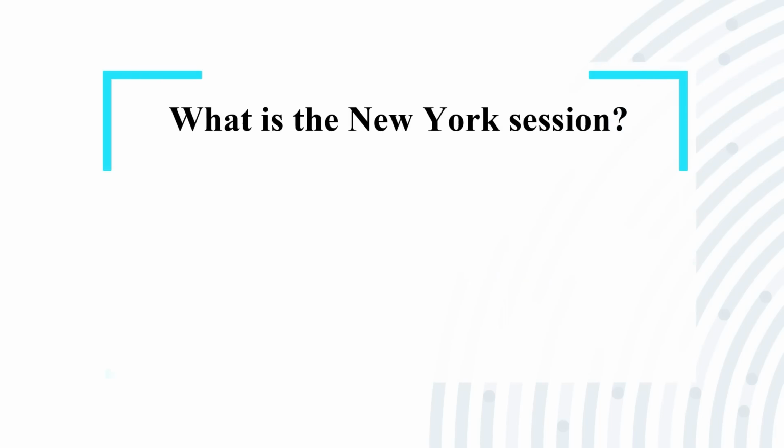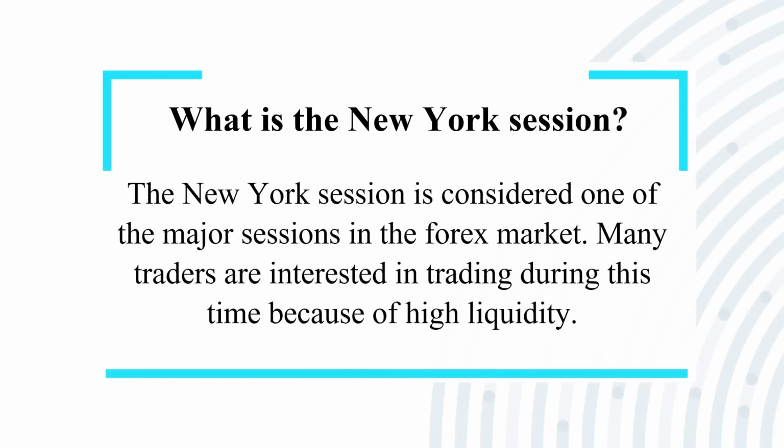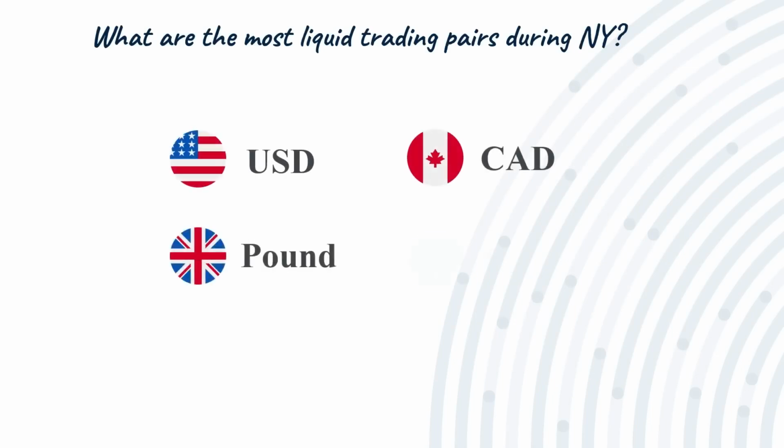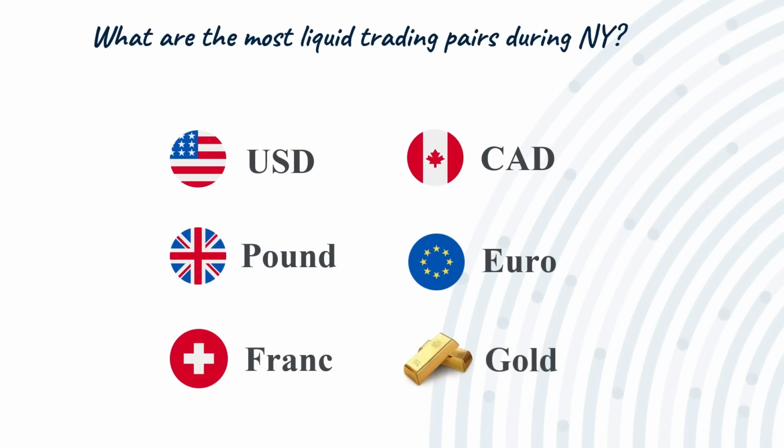So, what is the New York session? The New York session is considered one of the major sessions in the Forex market. Many traders are interested in trading during this time because of high liquidity. But what are the most liquid trading pairs during this period of the day? In the New York session, the US dollar, Canadian dollar, pound, euro, yen, franc, and gold are being actively traded. So the pairs that have these currencies would have enough liquidity to make the movements we want to see in the market. So, how do we identify the New York trading session on the chart?